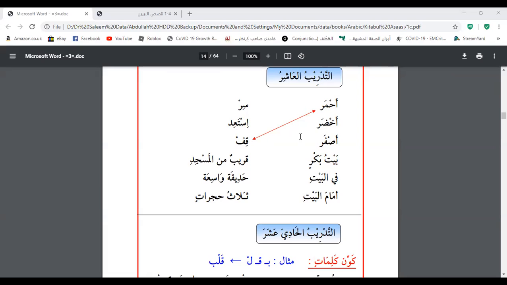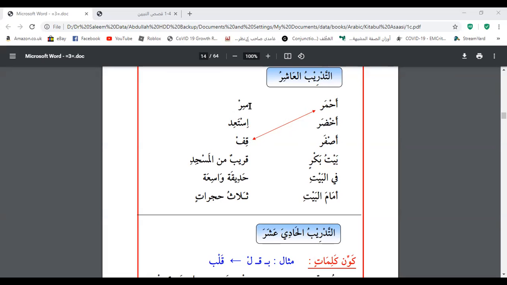أخضر. Green one says سر, move, go. أصفر, yellow means استعد, be ready. Okay, استعد, be ready. Command. All three are commands. You may find, you say, استعد, Hamzatul Wasl there.